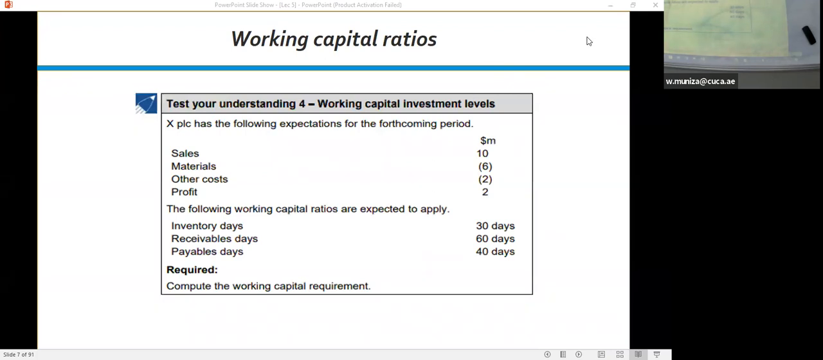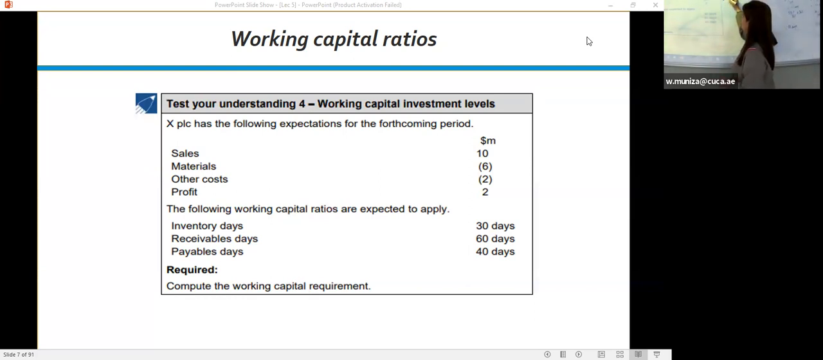Okay, now students, with this we have ended the chapter. Actually, this chapter has been discussed in our previous lecture and this was just the end of the lecture. So I have added some practice questions here as well. You are required to compute the working capital requirements. So they have given you the inventory days, receivable days, payable days, and now they are asking you to calculate the working capital requirements. So just start rearranging the formulas and calculate it.